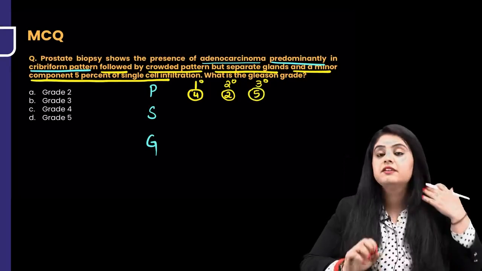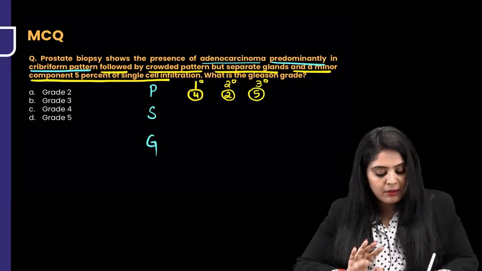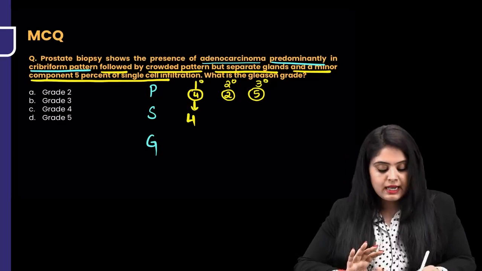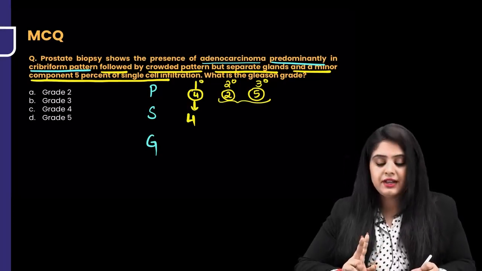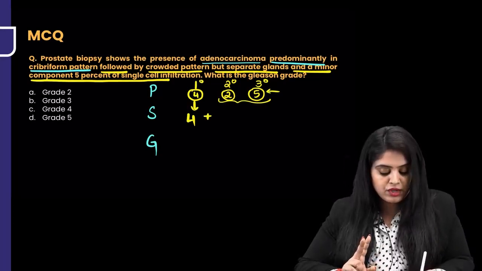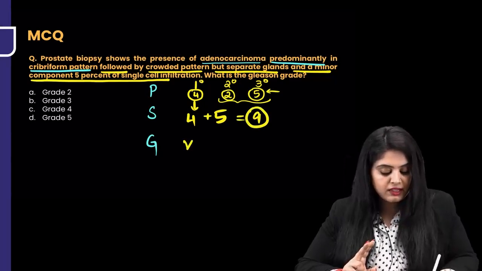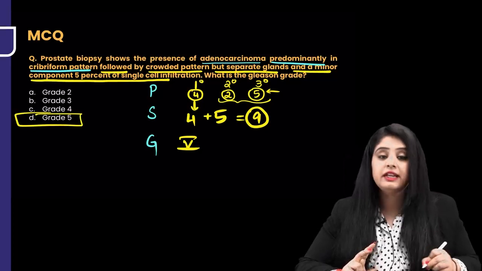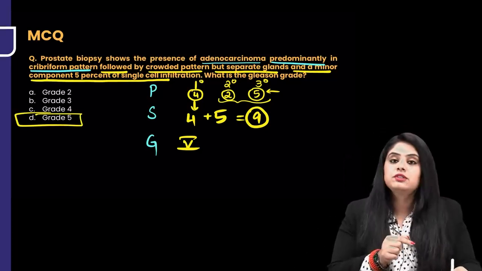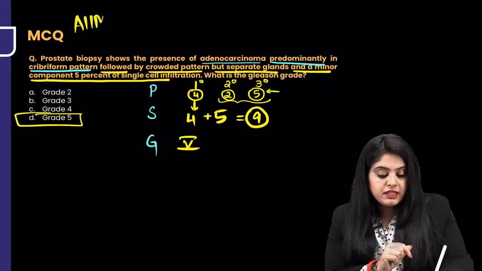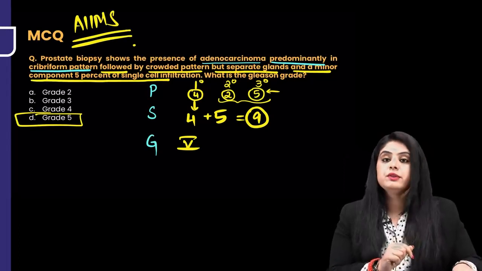Now guys, I have been given 3 things. What do I add? Primary, so you will have to take. Out of these 2, you're going to take the higher number. Higher number is 5. So you shall be taking 5 over here. What is the total? The score becomes 9. What is the grade for a score of 9? It is going to be a grade 4. This is one of the toughest questions and it came in the previous year AIIMS exams. That is why I wanted to discuss this with you.